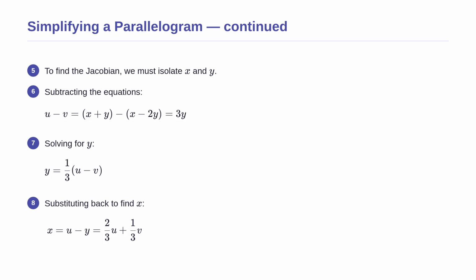Continuing with our setup, we need to find the Jacobian. However, to take the required partial derivatives, we need x and y isolated by themselves. We cannot differentiate them in their current form. So we solve this system of equations.